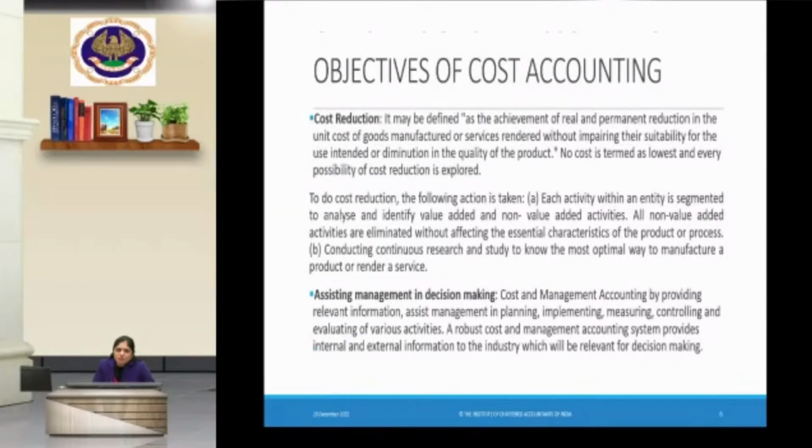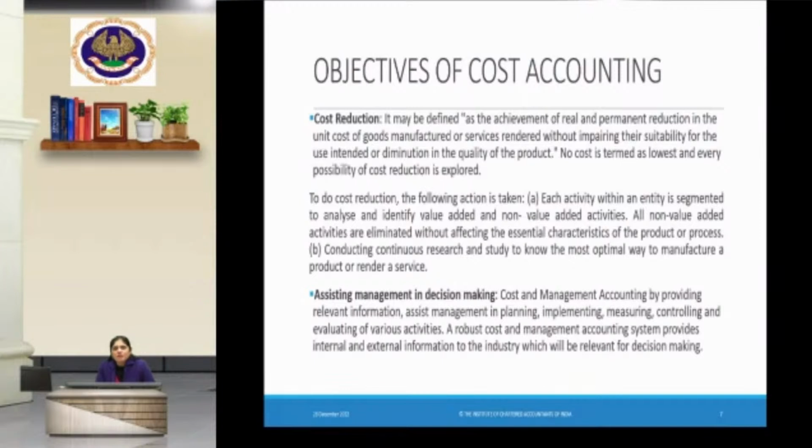cost reduction. They seem to be very similar, but cost reduction is totally different. It basically deals and focuses on reducing the unit cost of a product. Right? So let us say if a marker or a pen comes for 50 rupees per unit.